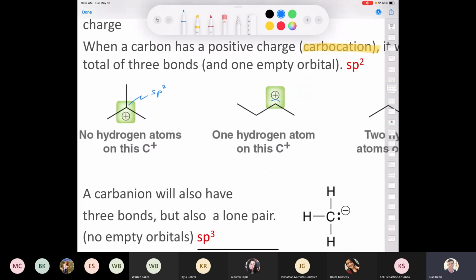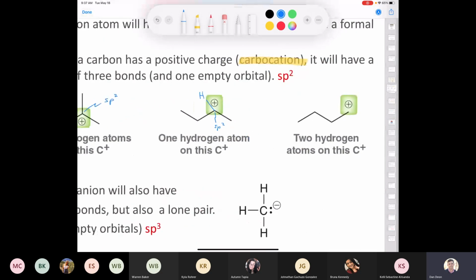Now this carbon has a positive charge. It's a carbocation, but we know that carbon will have 3 bonds when it is a carbocation. So we know that there is 1 hydrogen attached here. Again, we know that the carbon is sp2 hybridized and has an empty p orbital.